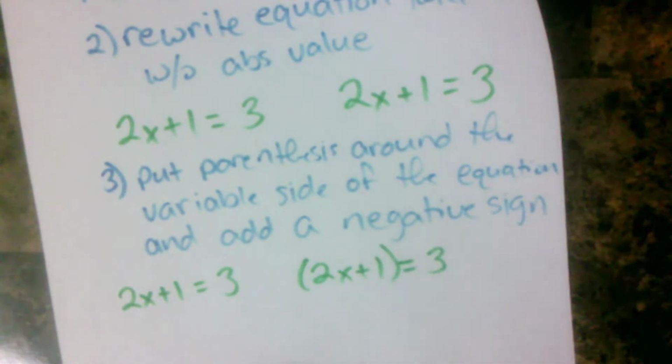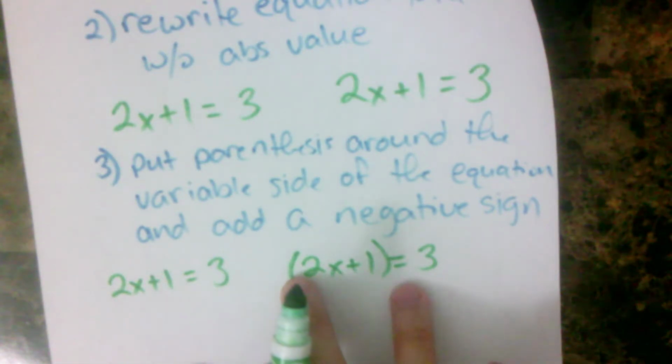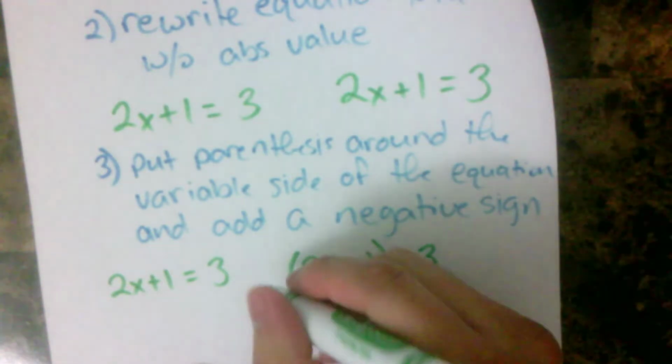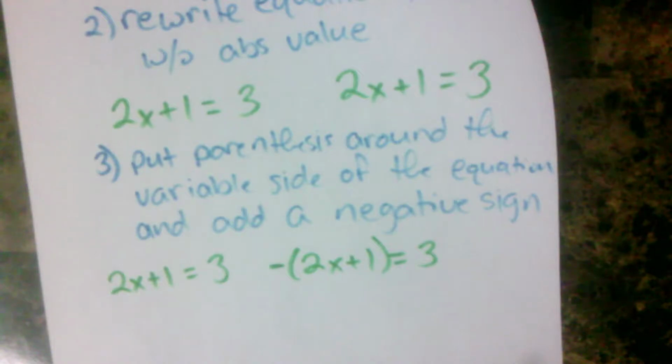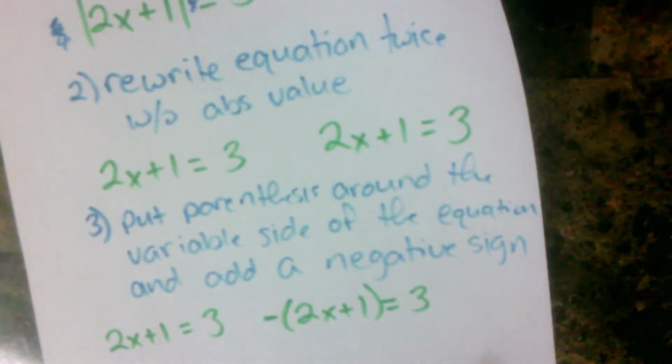I should have done these in different colors, actually. You'll notice that the only difference between these two is that there's a parentheses around this one, and there is no parentheses around this one. I put it around the whole thing, and then tack on your negative right there. Okay? Now we'll just solve. So step 4, I'm going to go ahead and start this on a new sheet of paper.